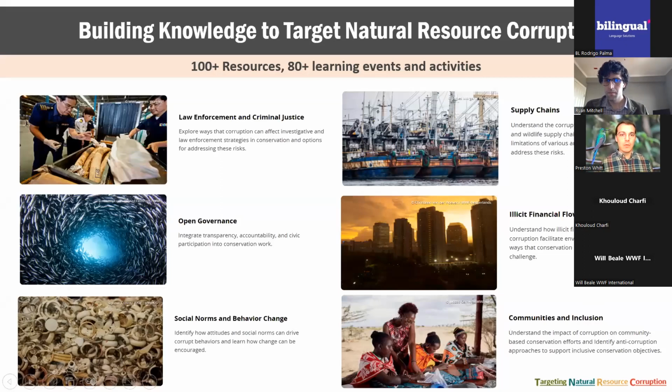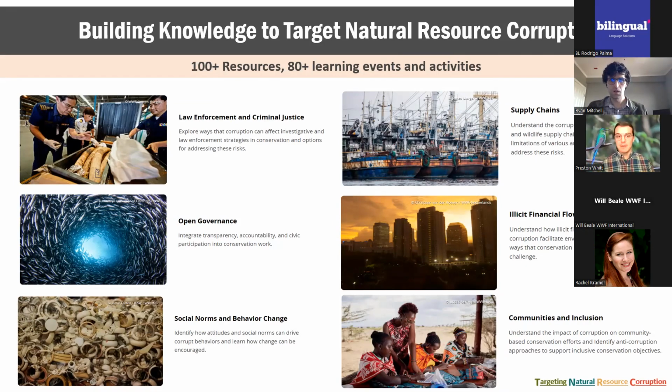So there are 6 topics that we focus on in terms of our knowledge building. Law enforcement and criminal justice, which we'll talk about today, open governance, social norms and behavior change, which we will also talk about today, supply chains, illicit financial flows, and communities and inclusion. So if you go to our website, which we'll drop some links in later on, this is how you'll see our knowledge hub organized.